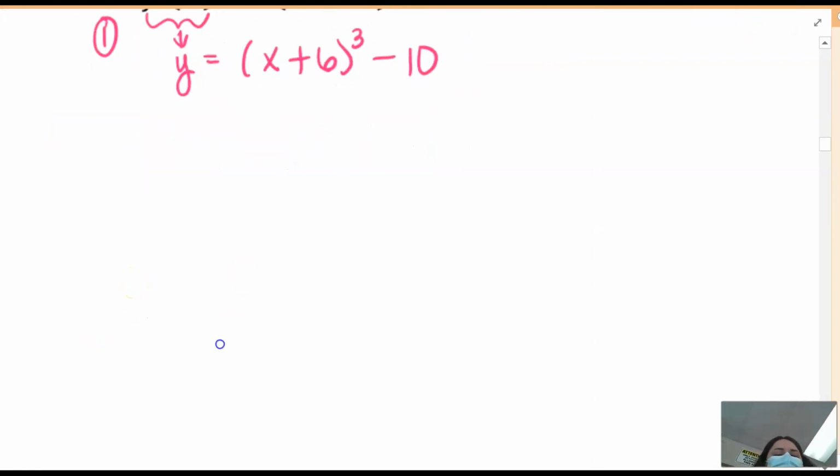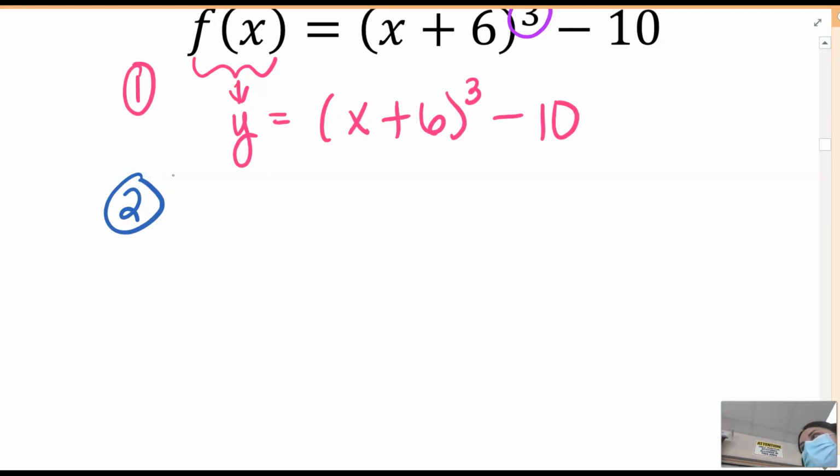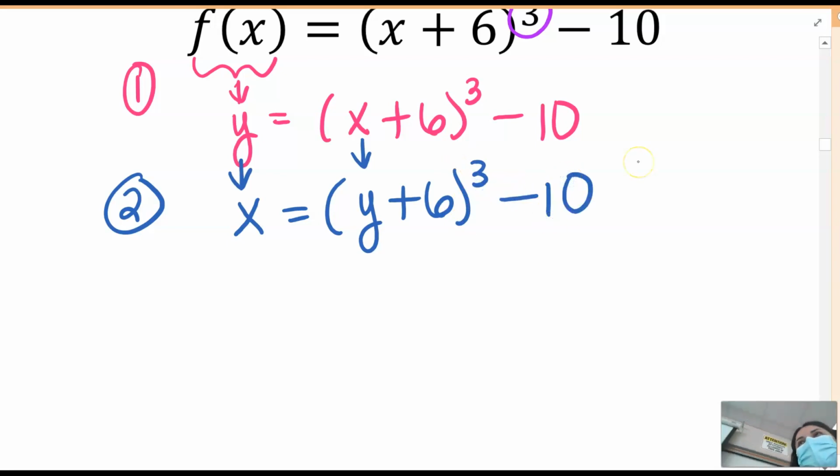Then step number 2 is to switch the x and the y, and everything else stays the same. So the y is going to switch to an x, and my x is going to switch to a y. Everything else stays the same. All right, then my step number 3 is going to be to solve for y.